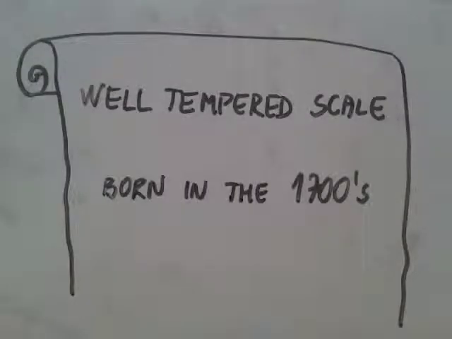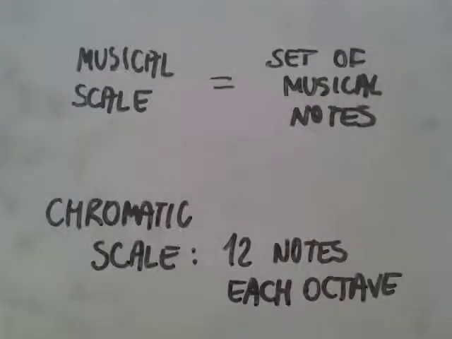When the interval between notes is spaced as just described, the produced musical scale is called well-tempered scale. It has not always been this way. The well-tempered scale was invented only in the 18th century. So, a musical scale is a set of notes. In general, all modern music is written supposing instruments that have 12 notes each octave. This superscale is called chromatic scale.